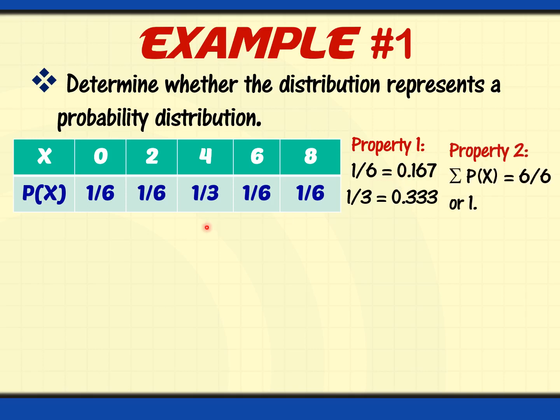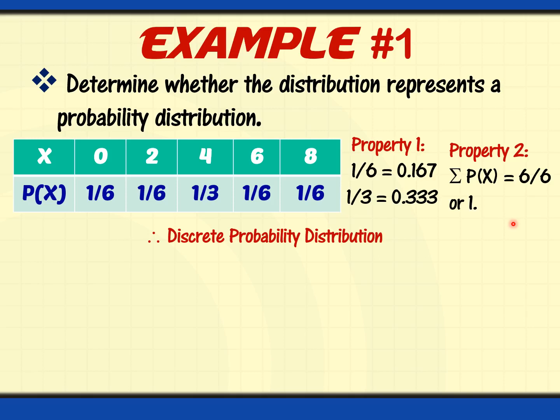Now for property number 2, if we're going to add everything, we can convert 1/3 into a similar fraction. This is equal to 2/6. So we can add them up. 1/6 plus 1/6 plus 1/6 plus 1/6 is 4/6. We just simply add the numerators and copy the denominator. And 1/3 has an equivalent fraction of 2/6. So that will sum up to 6/6 or 1. So property number 2 is also met. Therefore, this one is a discrete probability distribution.